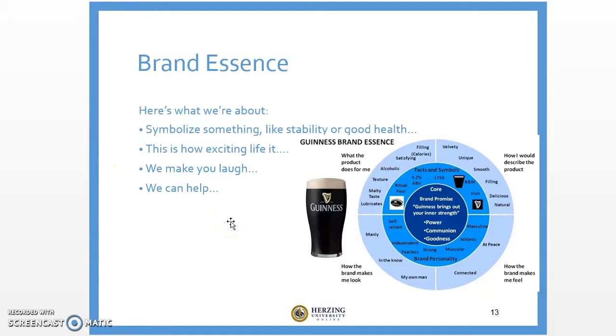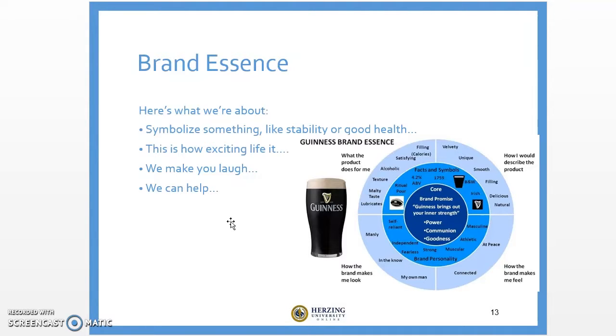In this case, we have the Guinness beer brand, and it says what the product does for me, and it talks about different keywords, and keywords are always a good example of the brand essence, because those are words that you can play off of and put into your advertising materials. The way they have it broken up is in quadrants, in a sense. So it says what the product does for me, and it has all these keywords and how the brand makes me look, how the brand makes me feel, how I would describe the product.